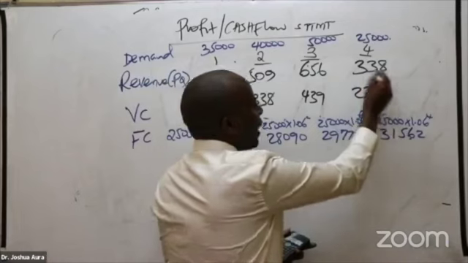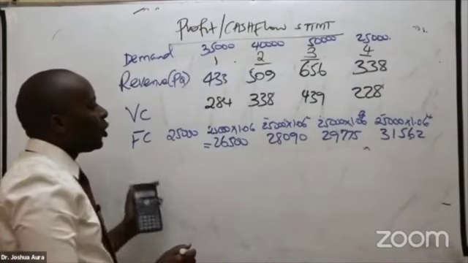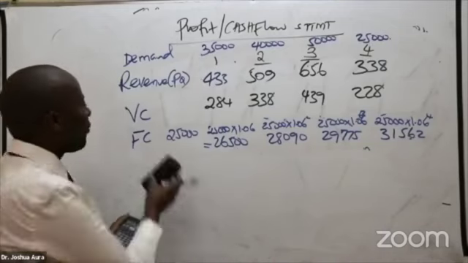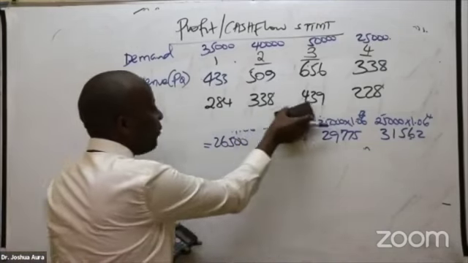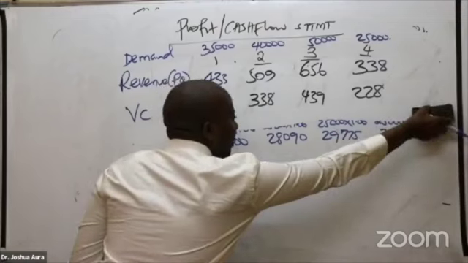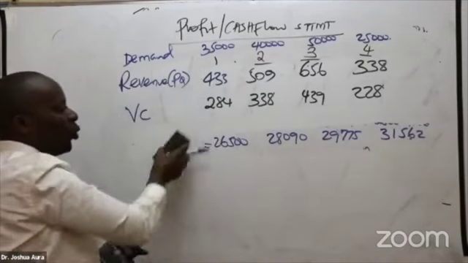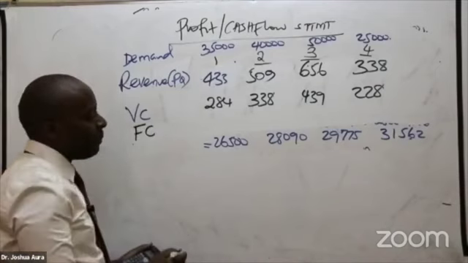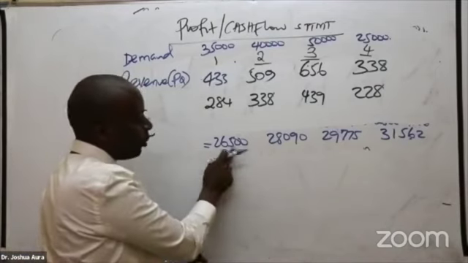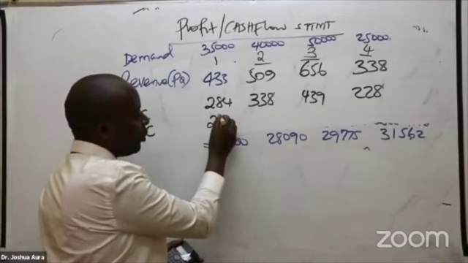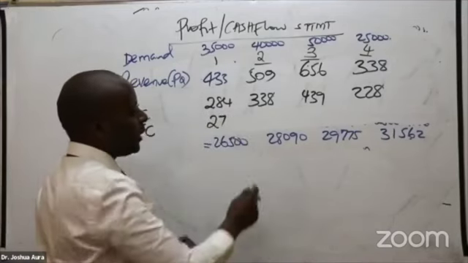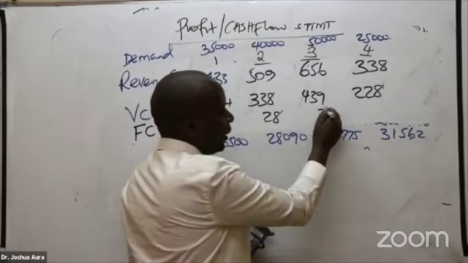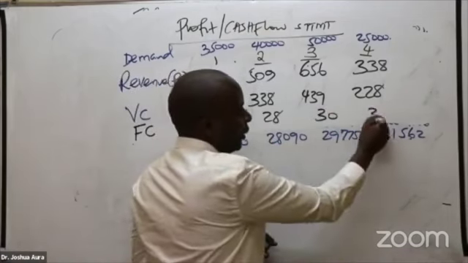Now from there, ladies and gentlemen, I'll come and take my fixed costs. Fortunately for fixed costs, I've got really nothing much to do. Fixed costs, I know these are lump sum expenses. The only thing that I need to do is to divide them by 1,000, and then I write them in form of a whole number. So this one divided by 1,000 gives me 26.5. In terms of a whole number, this will be 27. This one will be 28 thousands. This one here will be 30. This one here will be 32.